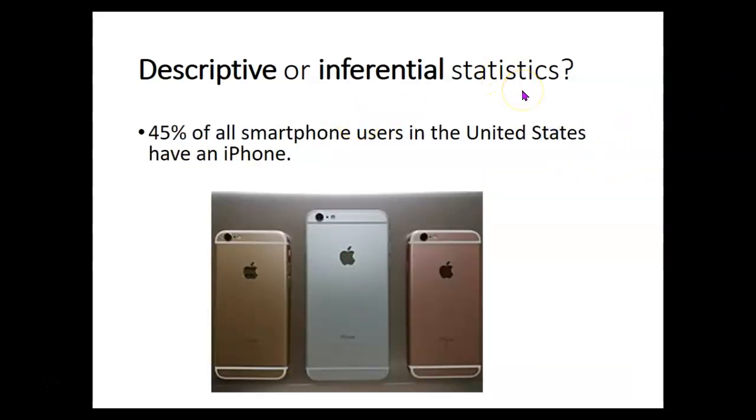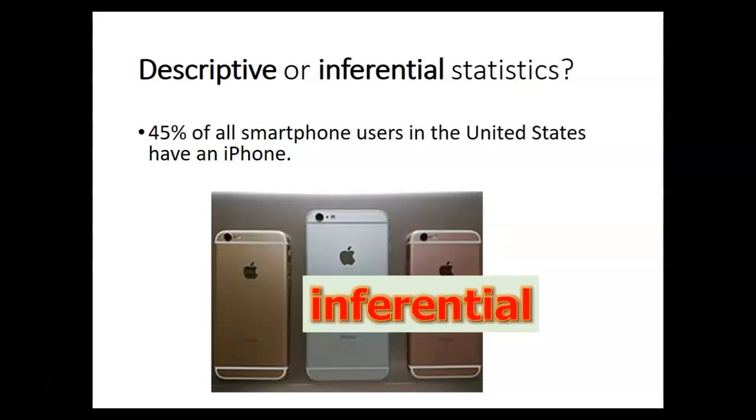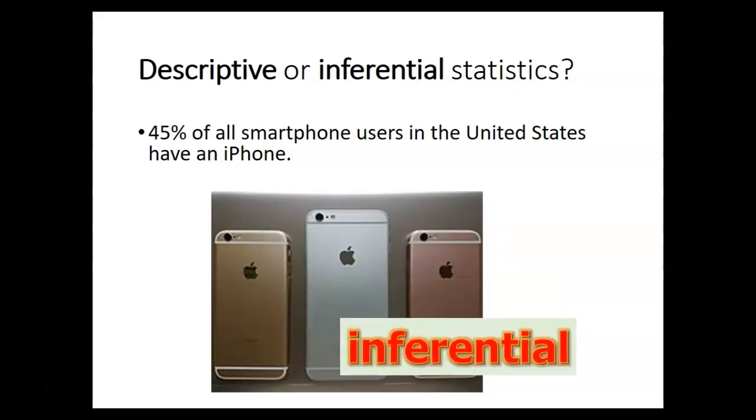What about if you read somewhere that 45% of all smartphone users in the United States have an iPhone? Well, that's probably inferential statistics, because probably that's not based on every single individual smartphone user in the whole country. Probably that's based on a sample, and then based on what they saw in that sample, they've generalized it or estimated what's true about all smartphone users in the United States, the whole population.